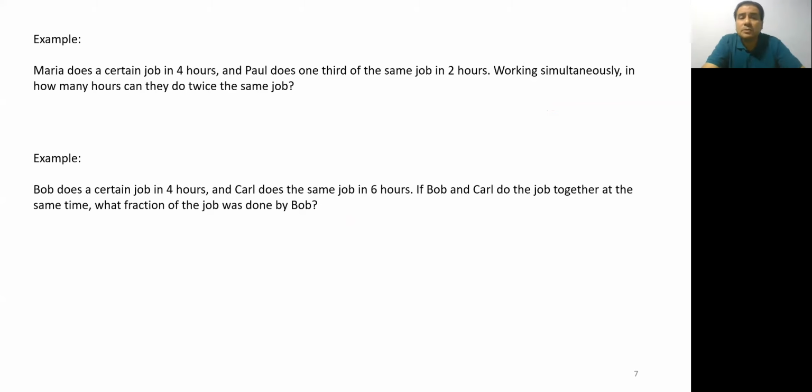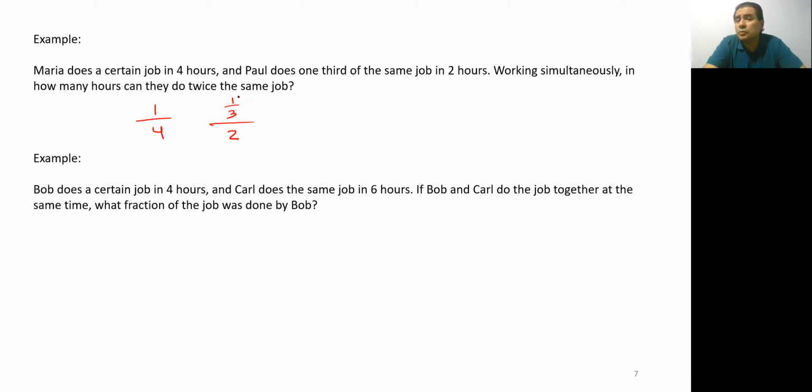Let's see 2 examples. Maria does a certain job in 4 hours. So that means that Maria's rate is 1 job in 4 hours, 1 over 4. That's the rate of Maria. Paul does 1/3 of the same job in 2 hours. So Paul does 1/3 in 2 hours. And they say that working simultaneously, in how many hours can they do twice the same job?